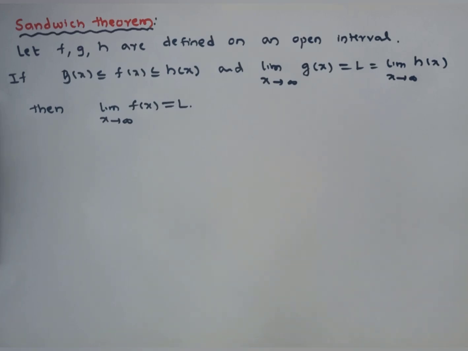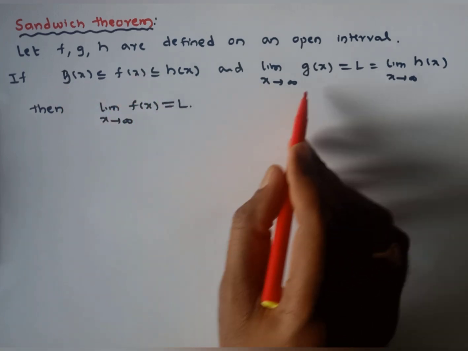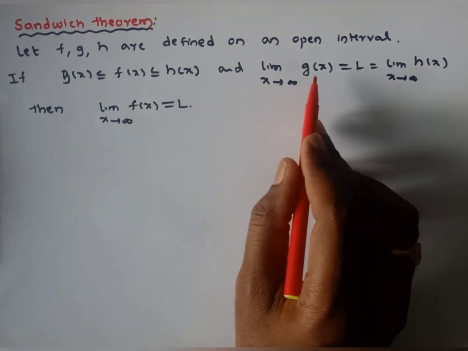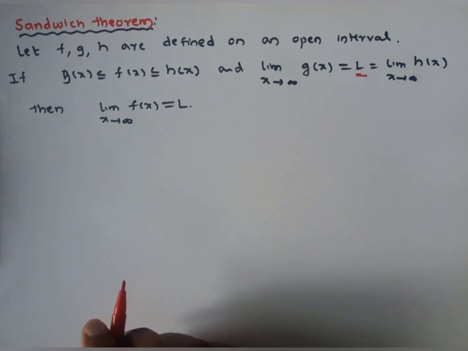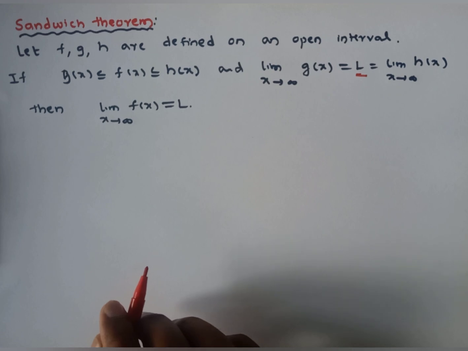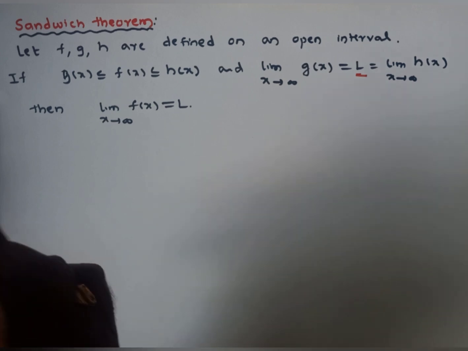Similar definition, but here the limits are at infinity. Three functions f, g, h are defined on an interval. First, the three functions satisfy g less than or equal to f less than or equal to h, and limit x tends to infinity of g and h are both equal to L. Then automatically we can write the limit of f of x as x tends to infinity is L. We will see the problem regarding the sandwich theorem later. First we will see some general examples of infinite limits.